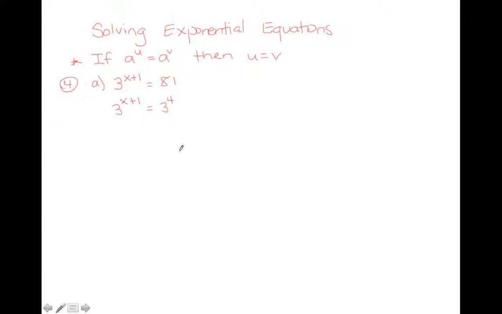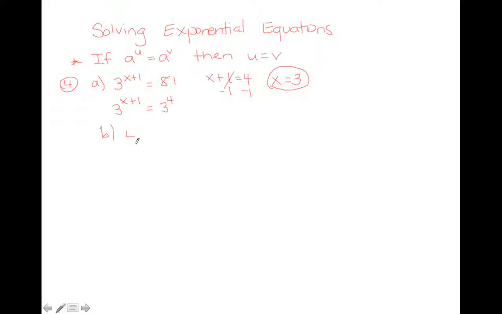Okay, now I've written both of these as the same base. And then at this point I can just drop the base and set the two exponents equal following that property. So x plus 1 equals 4. And then just finish solving that, subtract 1 both sides, and you get x is 3. Okay, so to solve these, you're trying to write both sides as the same base.